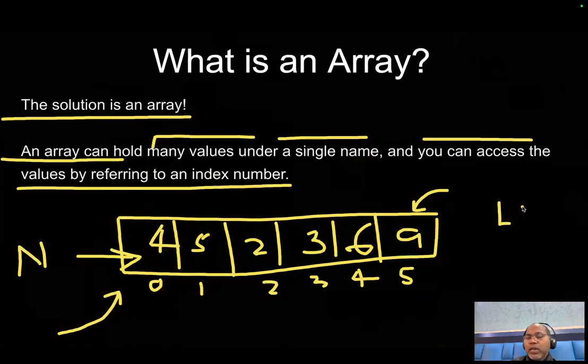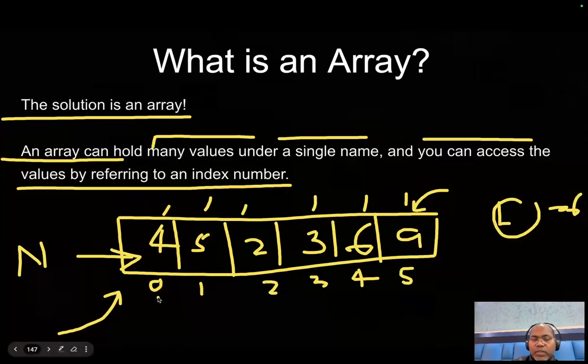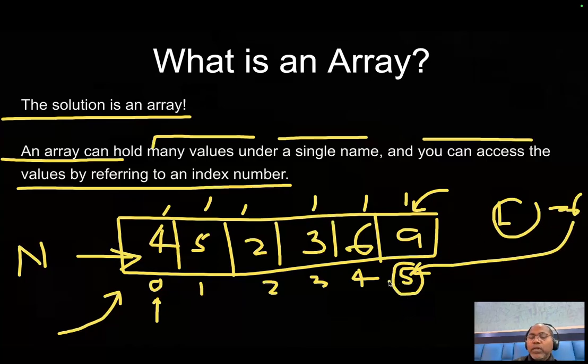So what is the length? The length of the array is the number of elements the array can hold. Here we have 1, 2, 3, 4, 5, 6, so the length equals 6. So this array can hold 6 elements, and we get the first element from index 0 and the last element from length minus 1. If the length is 6, the last element is in the sixth position. So array elements start at index 0 and end at length minus 1.